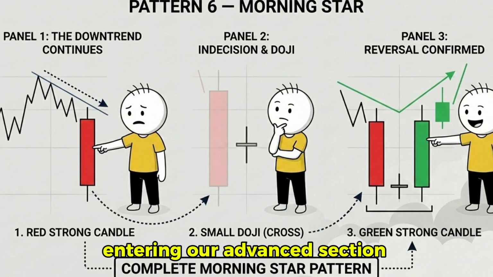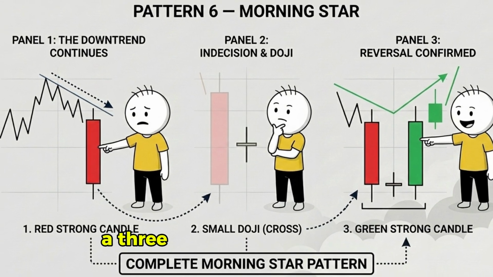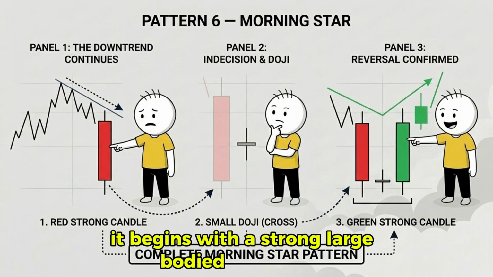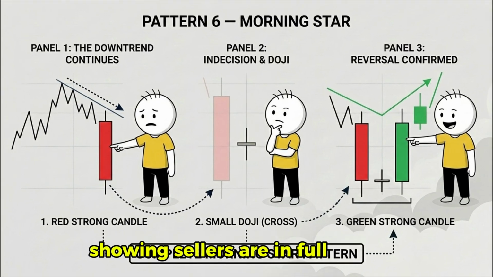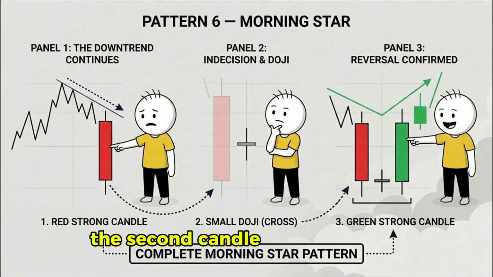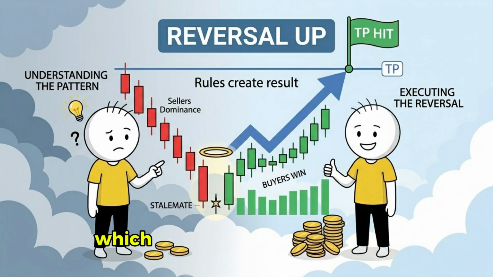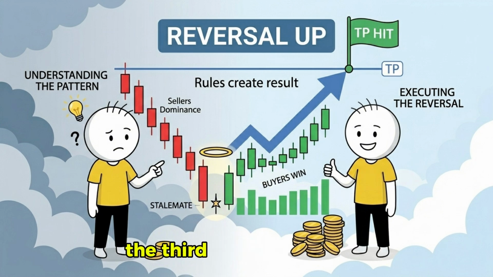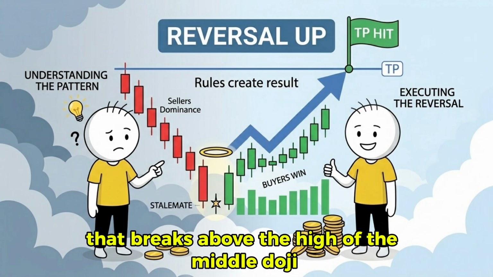Entering our advanced section, we have the Morning Star, a three-candle bullish reversal pattern. It begins with a strong, large-bodied red candle, showing sellers are in full control. The second candle is a small doji or pin bar, which indicates that buyers are starting to push back and sellers are losing their grip. The third candle is a large green candle that breaks above the high of the middle doji.